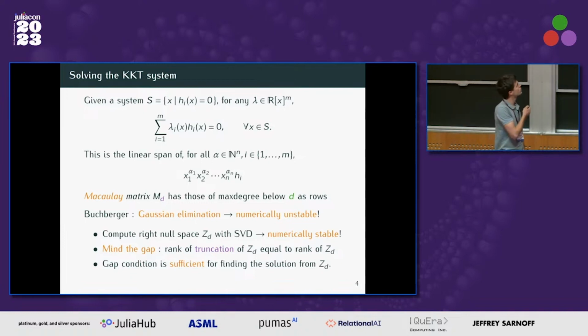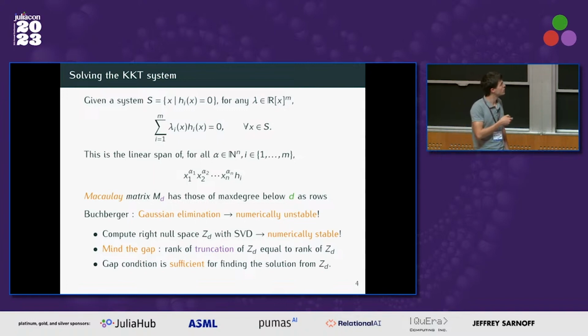This approach is called the Buchberger algorithm, but it's not numerically stable. So that's not what you would like to do if you're working with floating point numbers. Instead, what you could do is an SVD on this matrix, which is much more numerically stable than Gaussian elimination. But then what would you do with this? One object that's important with this matrix is its null space.